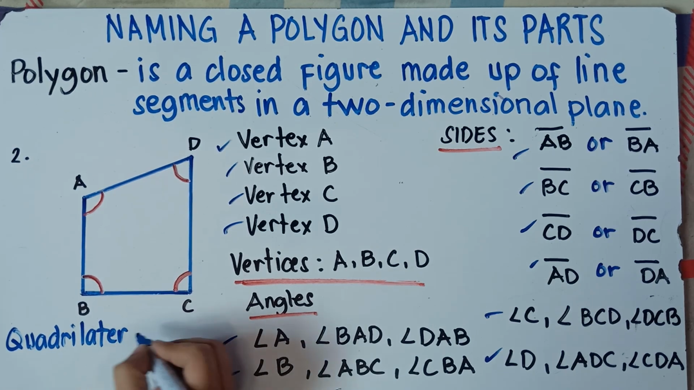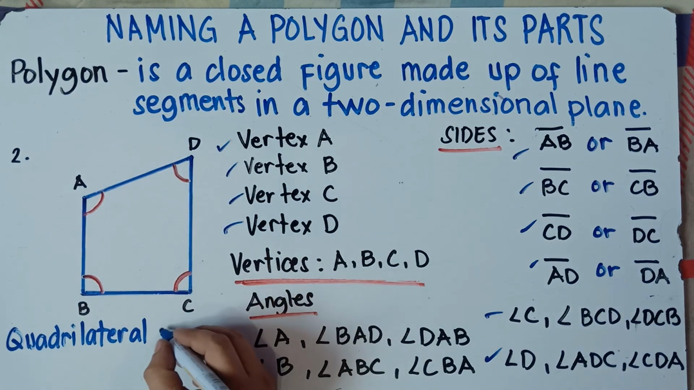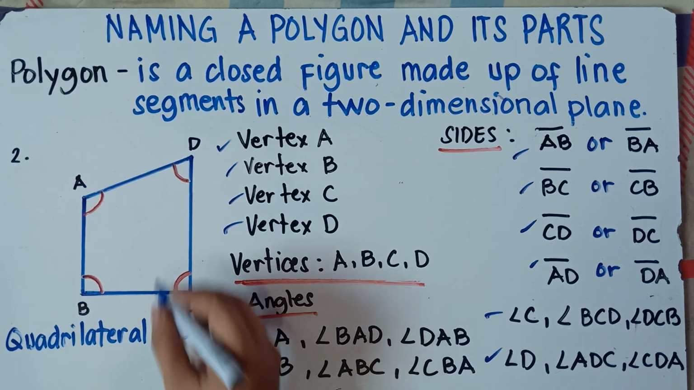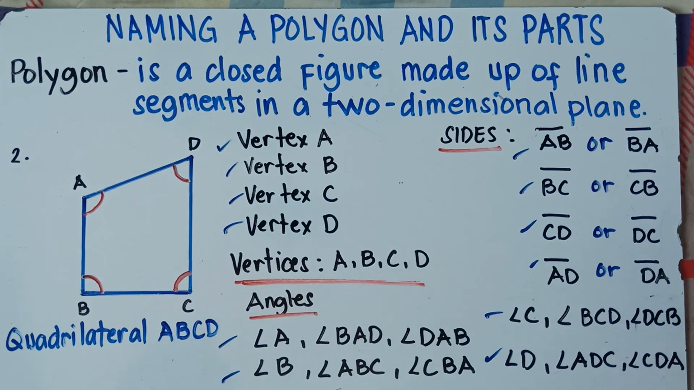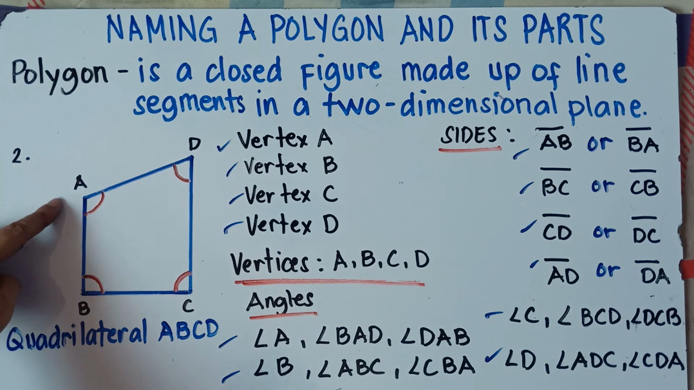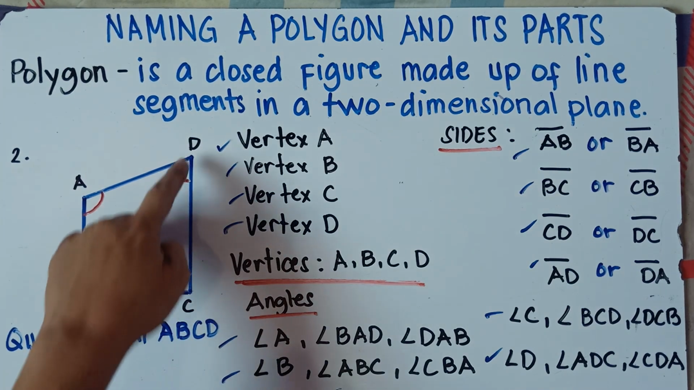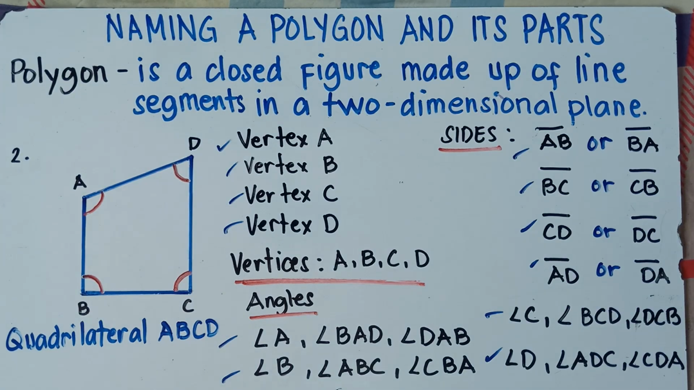Quadrilateral. Alright, so quadrilateral ABCD. Once again, let's make sure that the vertices are consecutive vertices. Question, sir, can we read this one ABCD?